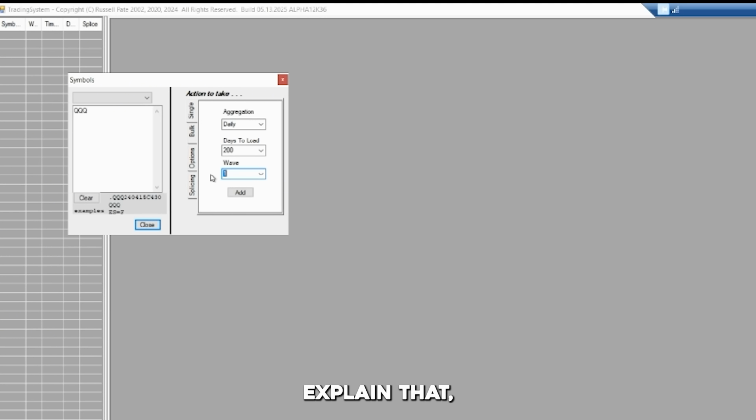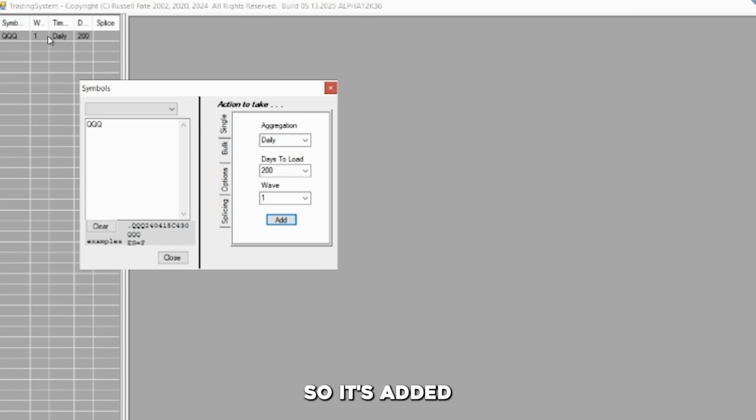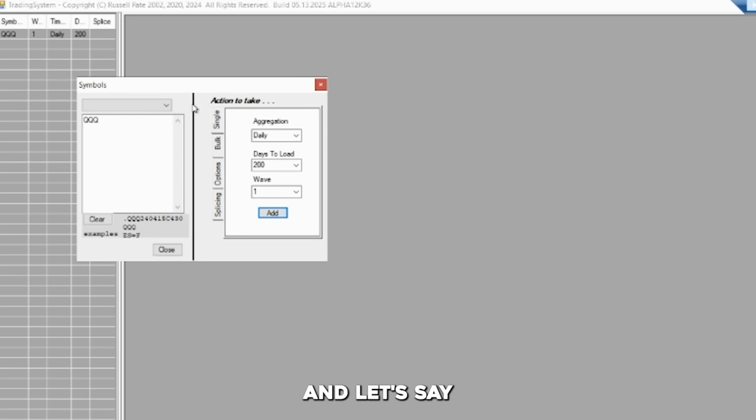Now, wave, I'm going to explain that when we are actually on the charts. So I'm going to add wave 1 daily. So it's added right here. You can see it, right? And let's say you want to add some other time frames. For example, I want to add wave 7 60-minute and wave 10 15-minute. So 15-minute aggregation I can add, and it's going to be right there. I also want to look at wave 7 60-minute. I know it's not going to make sense yet about the waves, but you can understand the time frames right now, and I'm going to explain the waves later on. So I can just click on add.